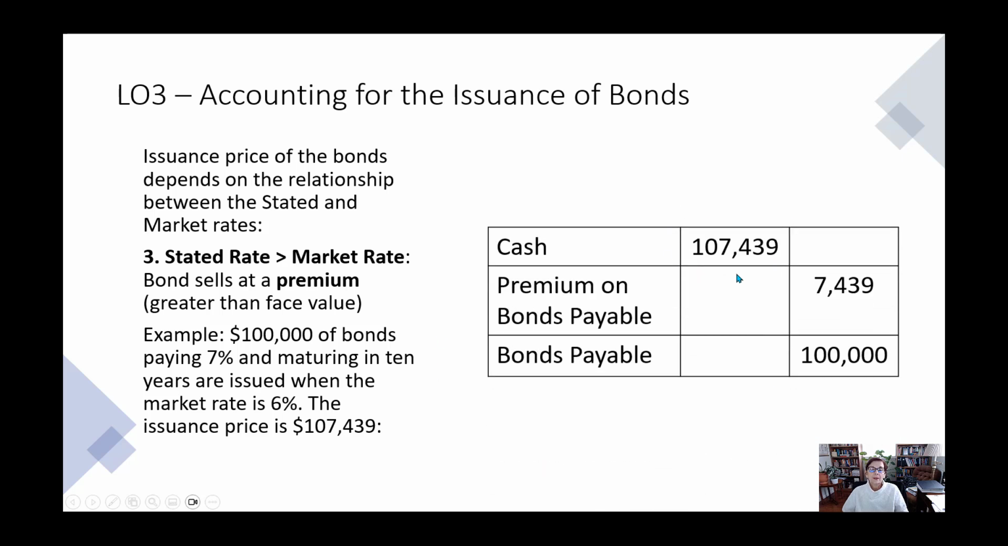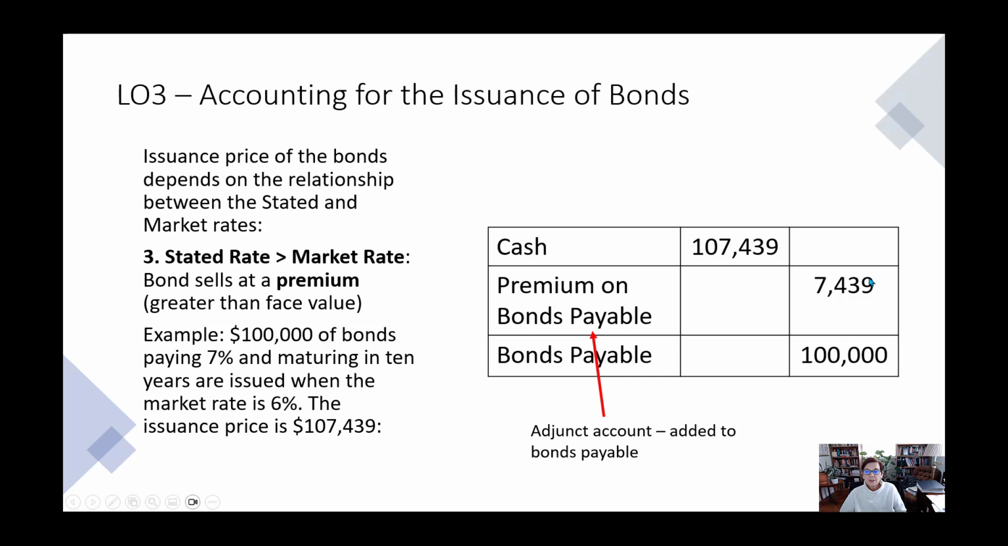So the company is going to get $107,439. That's the amount that the bondholders are going to pay to the company. And then we have this premium on bonds payable, and the bonds payable is still $100,000. This premium is called an adjunct account. It's not as common a word as a contra account, but basically it's added to the bonds payable on the balance sheet. Now remember, over the course of the 10 years, the bondholders are going to earn 6%, because that was the market rate.